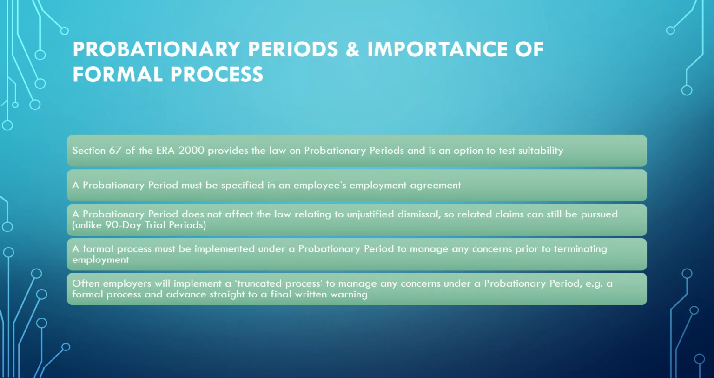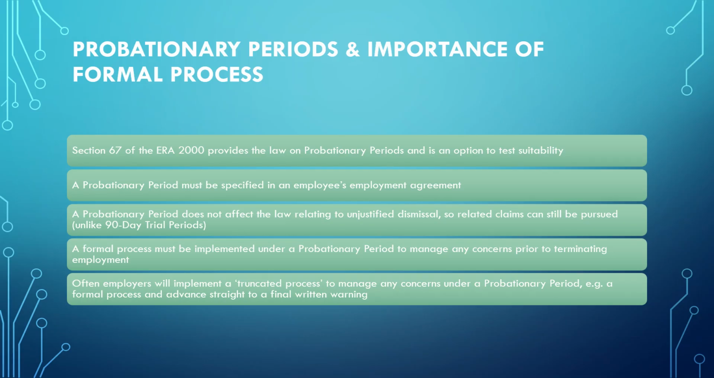Probationary periods and the importance of a formal process. Section 67 of the Employment Relations Act provides the law on probationary periods, which are an option to test an employee's suitability, whether they're a new employee that you want to try out, or perhaps a current employee who is, say, being offered a promotion and moving within an employer's business or operations. A probationary period must be specified in an employee's employment agreement.